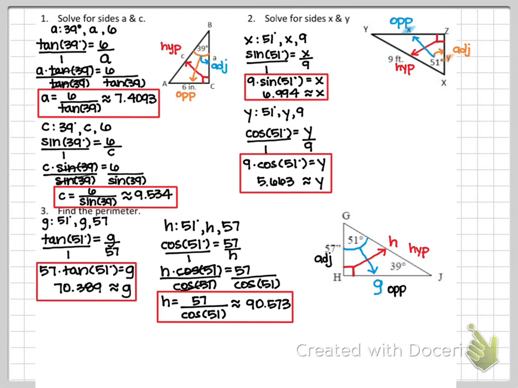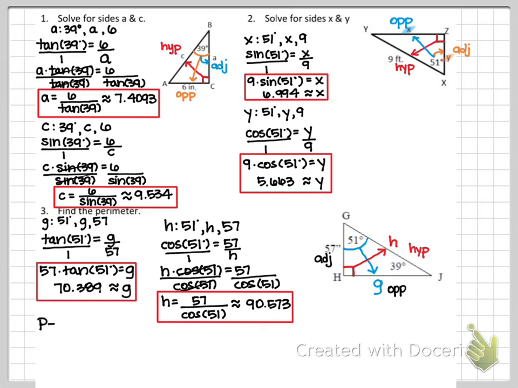So here are my exact and approximate solutions for g and h. And we know h is the hypotenuse, it better be the longest side, which it is. Then the 51 angle is bigger than the 39, so the g side, it better be bigger than 57, which it is. The last thing we need to do for perimeter is to add everything up.